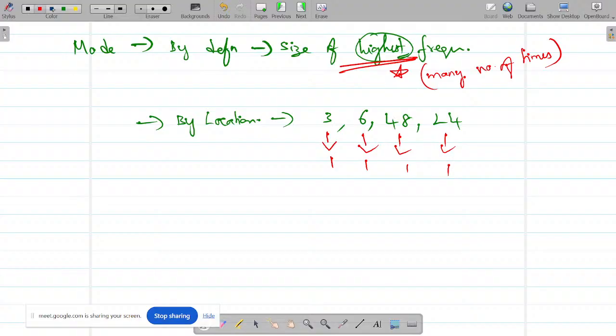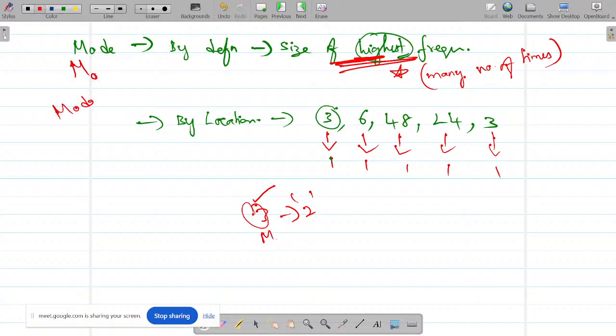In case I give you another 3, how many times is 3 repeated? 1 here and 1 here. So 3 is repeated twice. What is the size of the highest frequency? 3 is the size of the highest frequency. So 3 will be the modal value. We denote it by M naught, or you call this the modal value. Okay. You call 3 a modal value.